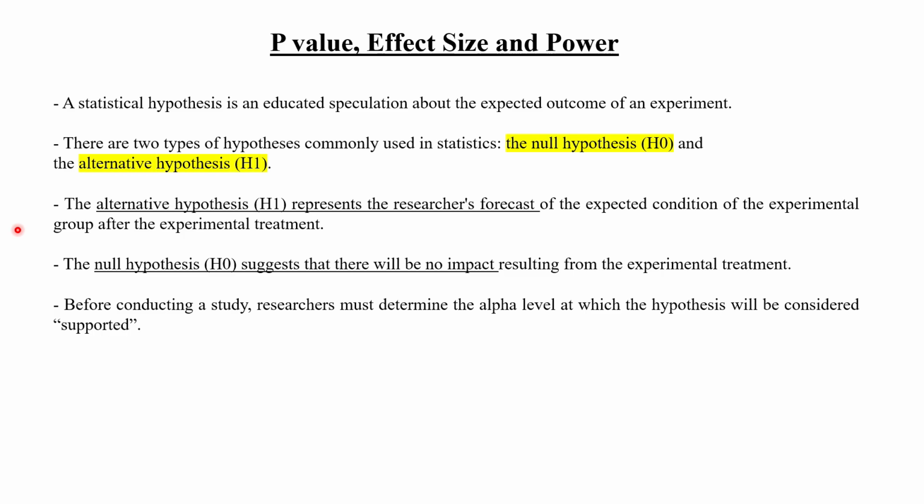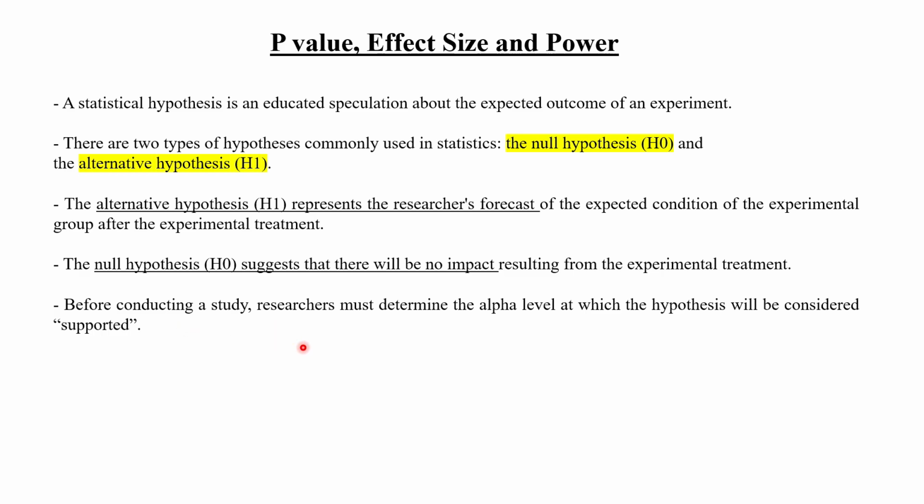The alternative hypothesis essentially represents the researcher's forecast of the expected condition of the experimental group following the implementation of the experimental treatment or any other intervention. On the other hand, the null hypothesis posits that there will be no impact resulting from the experimental treatment. Before conducting a study, the researcher must not only state the hypothesis but also determine the alpha level at which the hypothesis will be considered supported.